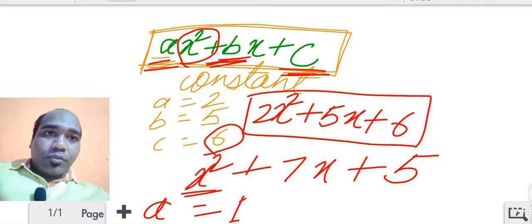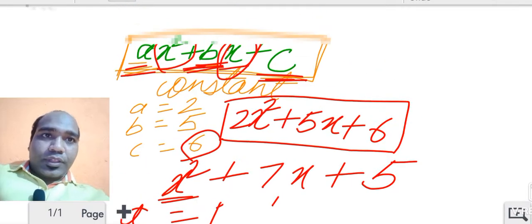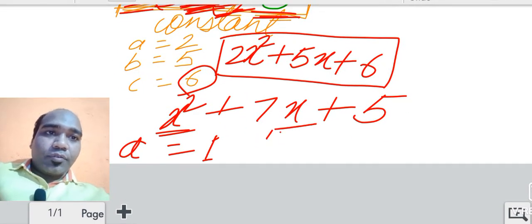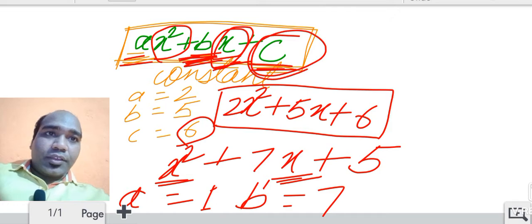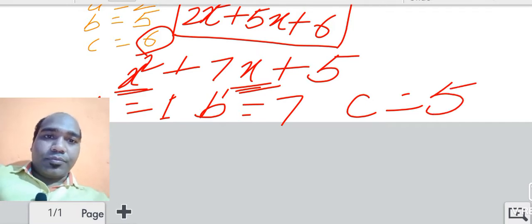With x, what is multiplied here? b. So with x, b is multiplied. So here with x, what is multiplied? 7. So the value of b will be equal to 7. Then plus c. So in place of c, what is there? 5. So c will be equal to 5. Got it?